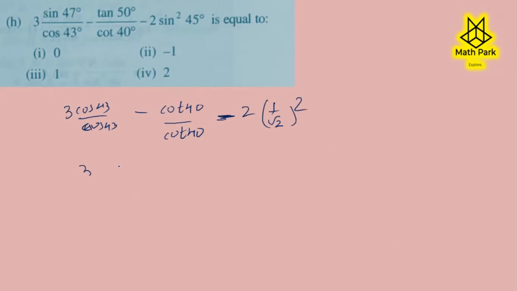So we get 3 minus 1 minus 2 into 1 by 2. So this is 1 minus 1. So 3 minus 2, which is equal to 1. So the option 3 is the correct option.